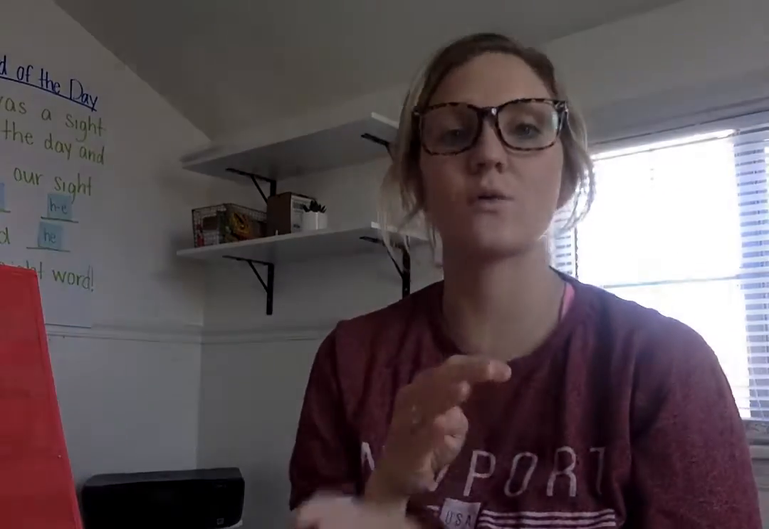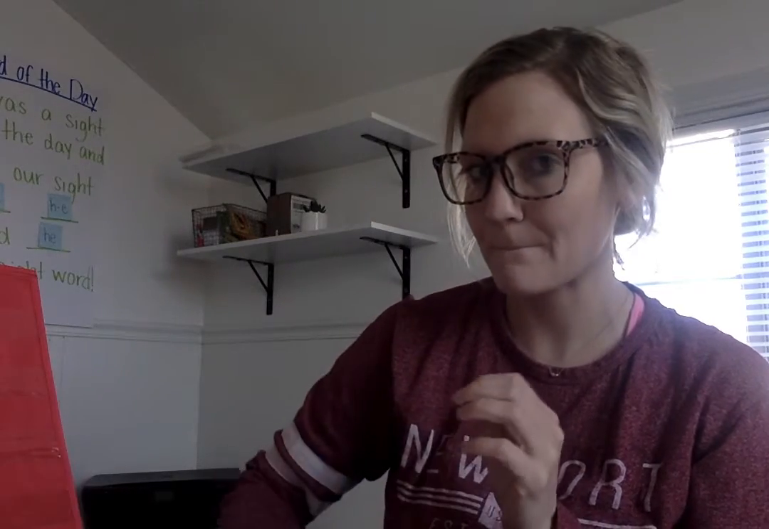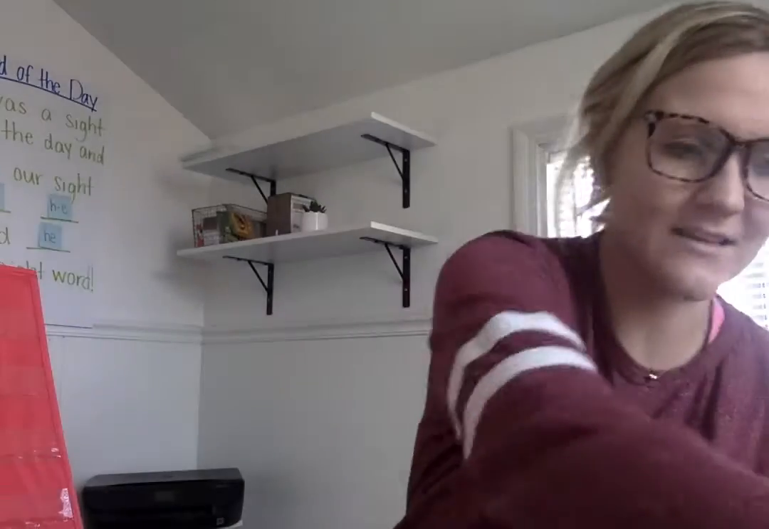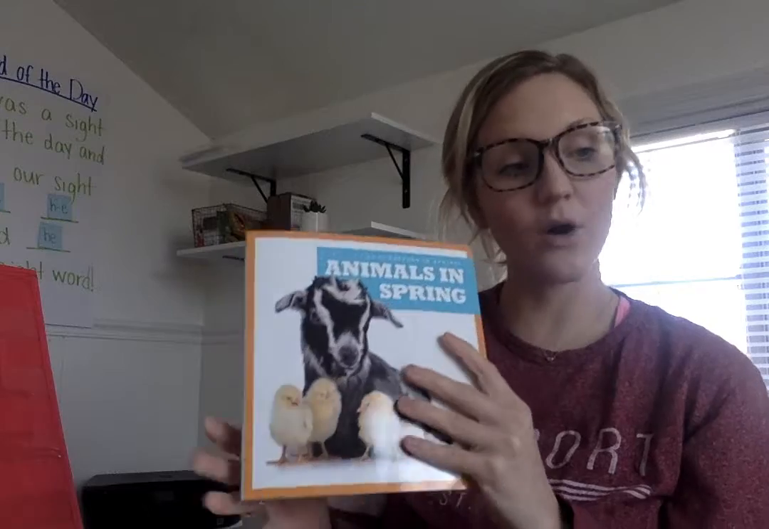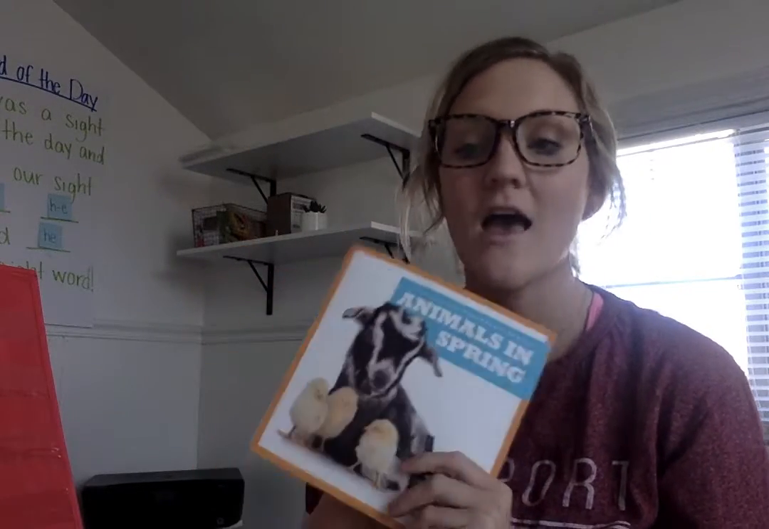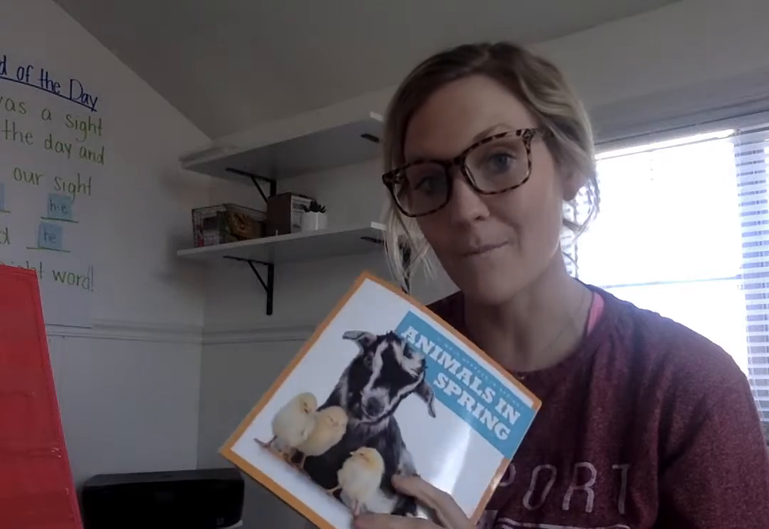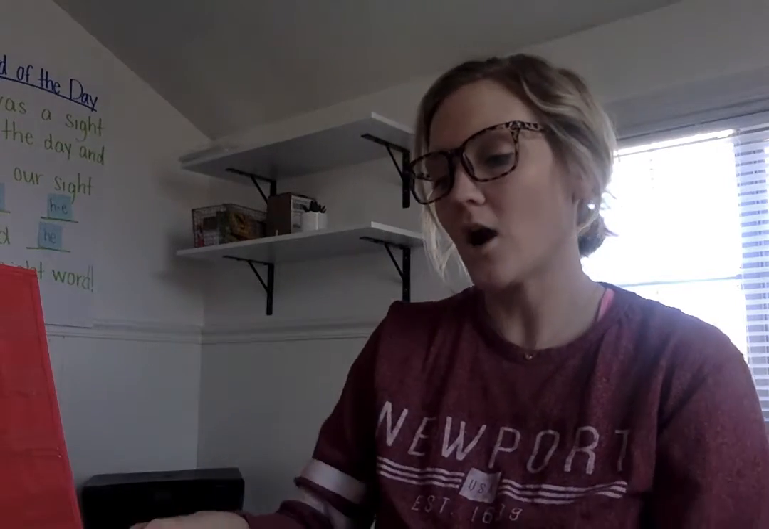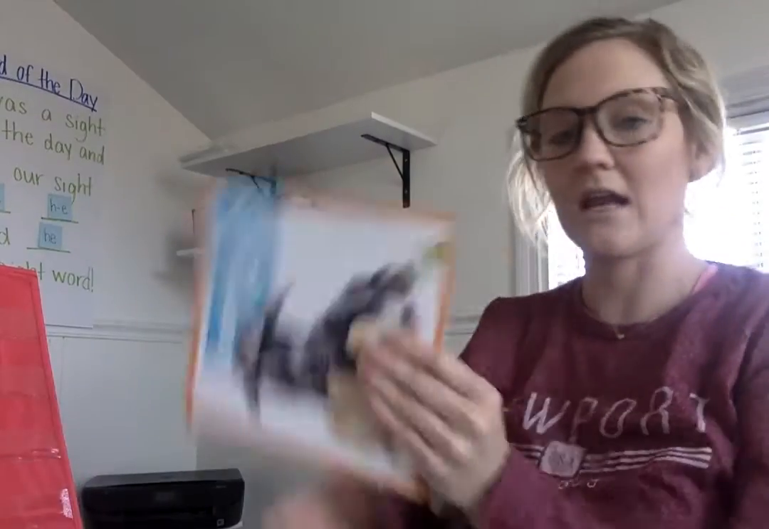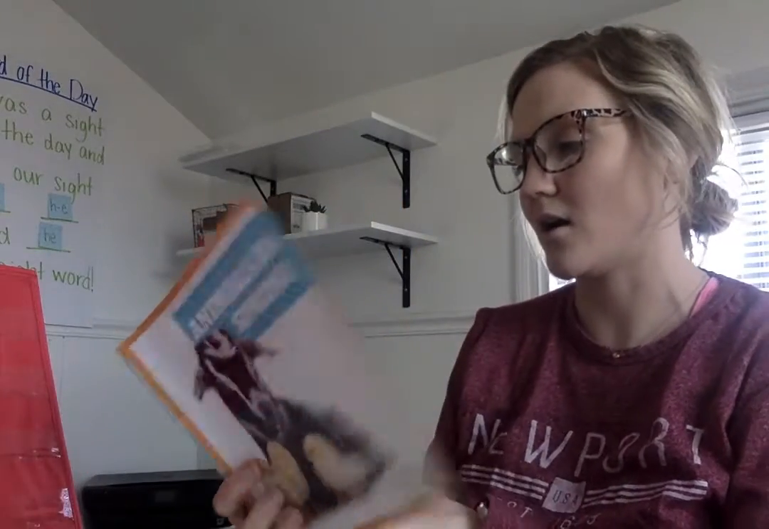Now, our setting, we said it was outside, but it was during a specific season. What season was our story taking place in? Spring, excellent, because the title is called Animals in Spring. So today we're going to reread it, and then we're going to put the events in order. Talk about what happened first, then what happened next, what happened after, and then we're going to answer some questions about the story. Okay, all right, so let's go ahead and get started and read Animals in Spring.